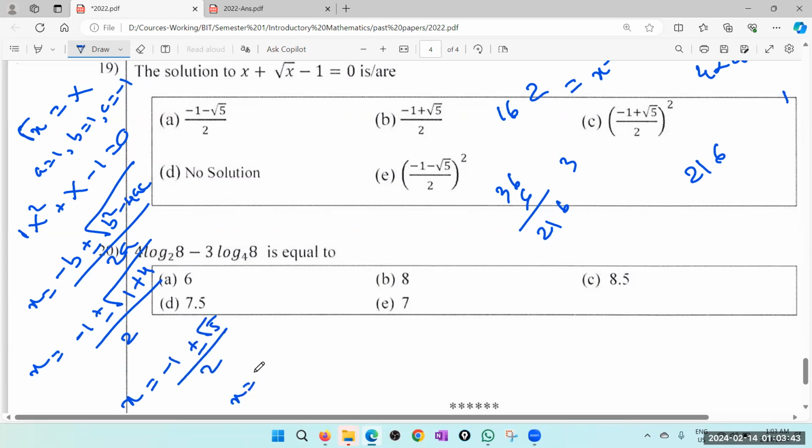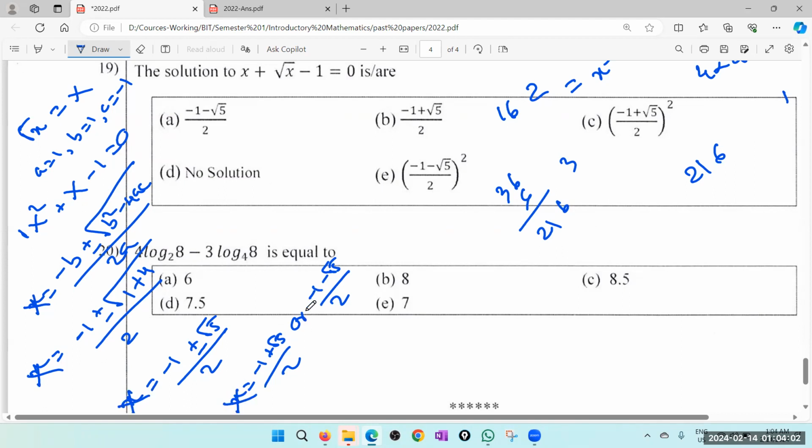So that is X equals minus 1 plus root 5 divided by 2, or minus 1 minus root 5 divided by 2. But that is simple. That is actually capital X. Okay, capital X, I just took the capital X.